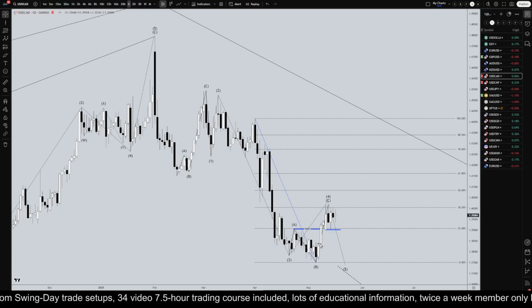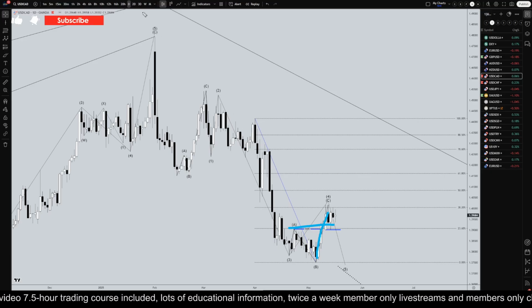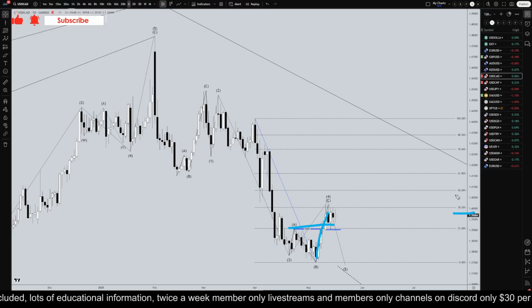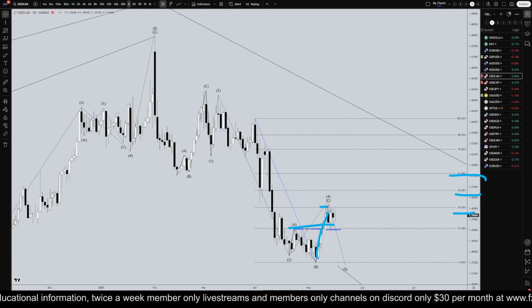So on the daily time frame, yes, we did have a break to the upside. Yes, we do have a break of structure, but I still think that because of the higher time frames, we need to keep an eye out for shorts. I would be keeping a very close eye on my Fibonacci levels. I mean, we just hit the 38%.